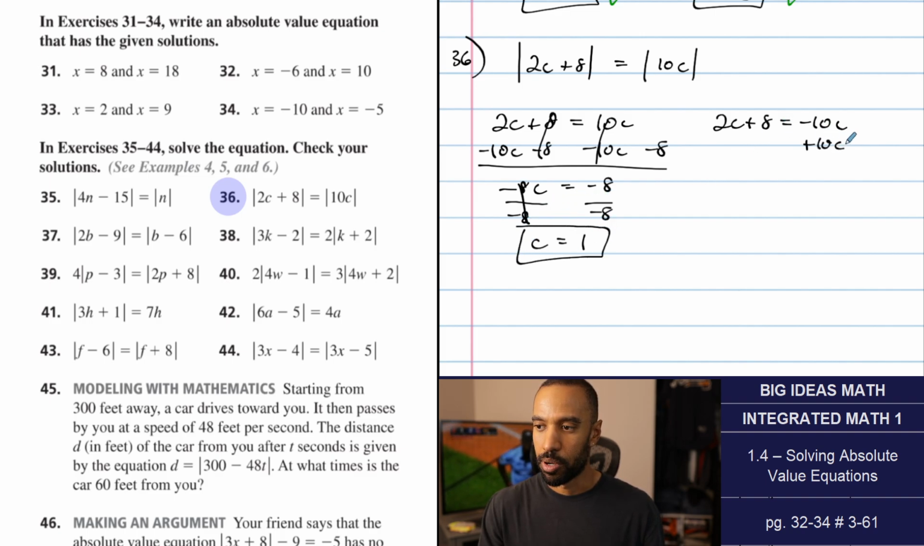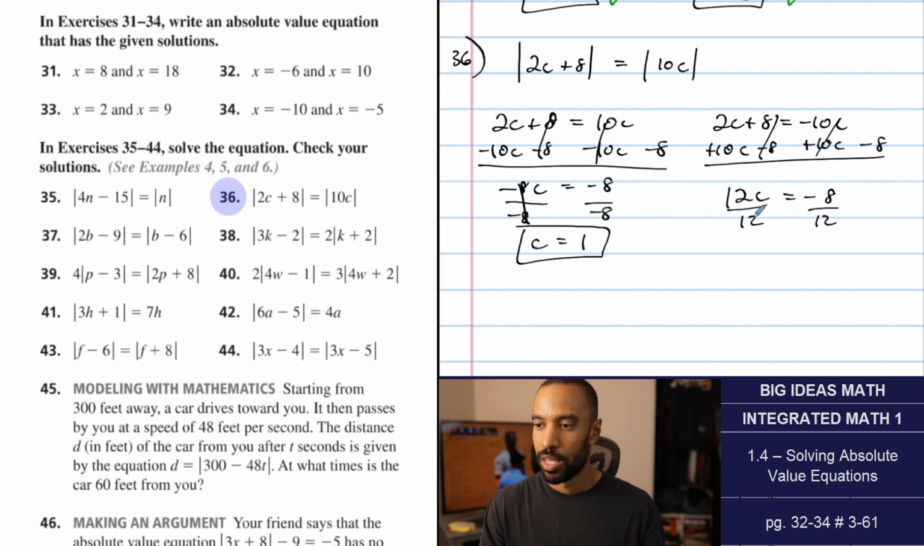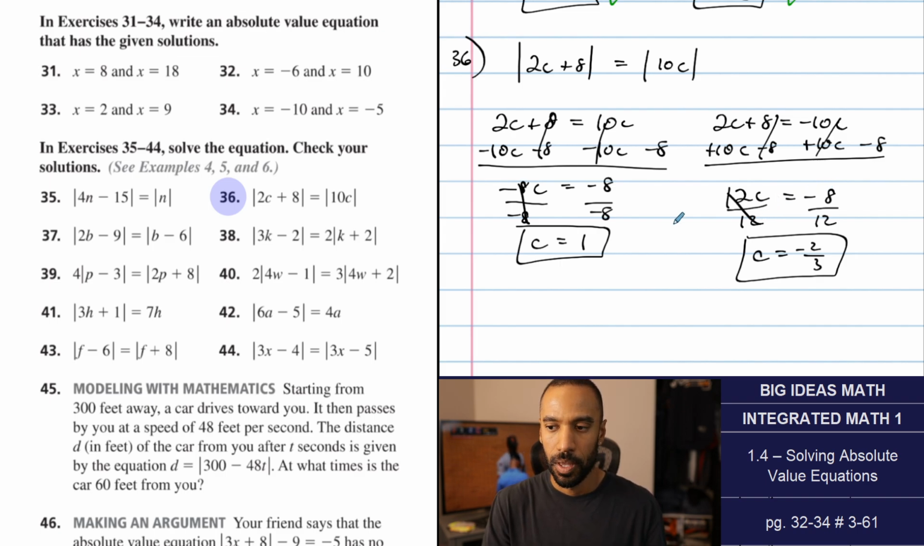Let's add 10c to both sides this time, as we subtract 8 from both sides. Now we get 12c equals negative 8. A little weirder when we divide by 12. This will become c equals negative 2/3. Okay? So c equals 1, c equals negative 2/3. Do they both work?